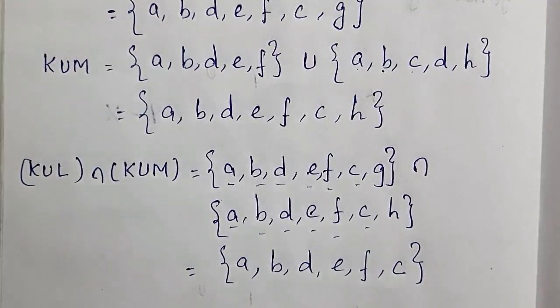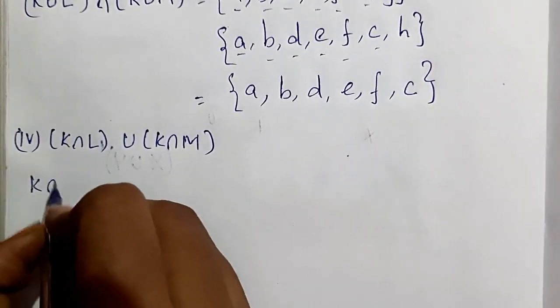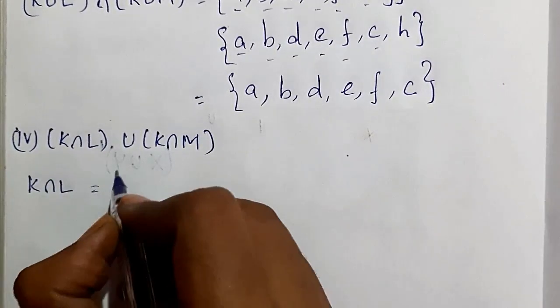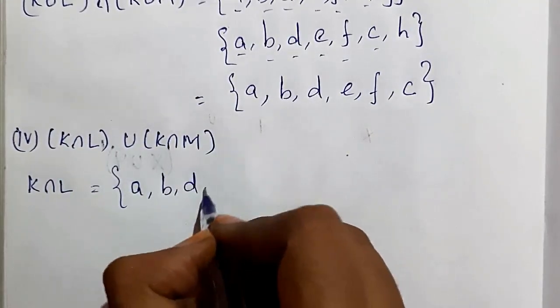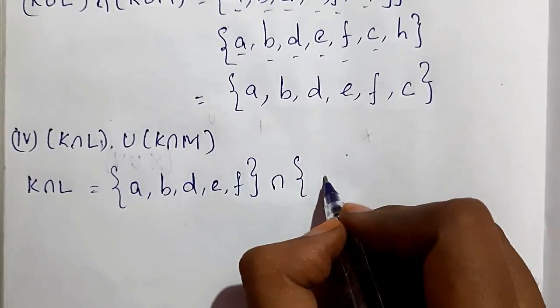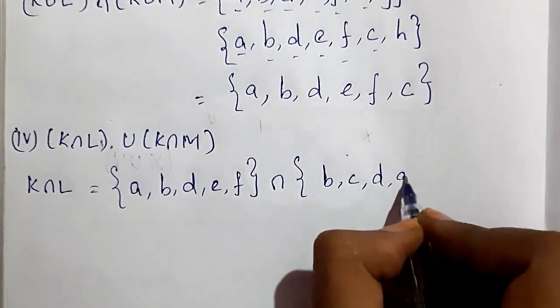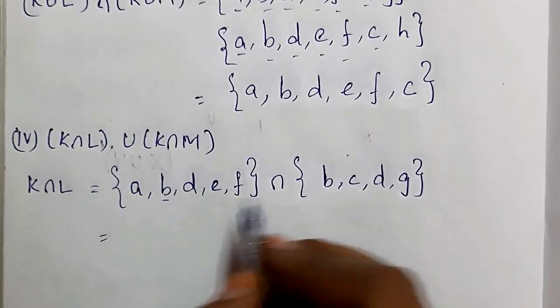This is the third part. So this is the fourth part. First we consider K intersection L. That equals, write the K elements a, b, d, e, f. Then intersection, the L elements are b, c, d and g. So collect only the common ones because it is an intersection. So B is common.